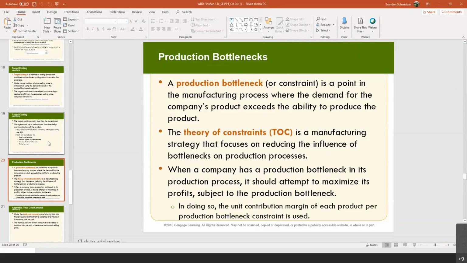So if a company has a production bottleneck in the production process, we should attempt to maximize profits subject to the production bottleneck. In other words, I'm going to raise the price that I'm selling my hand sanitizer at because the whole world wants it right now. And so in order to reduce the bottleneck, I'm going to reduce demand by raising prices. Right? And in doing so, the unit contribution margin for each product, of course, we utilize that in the production bottlenecking.